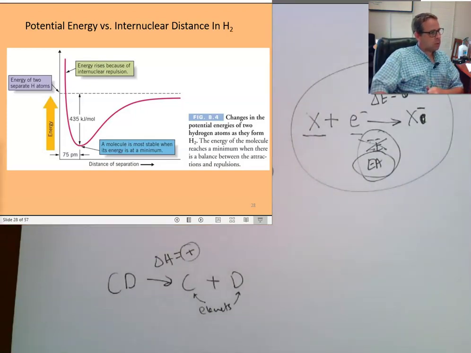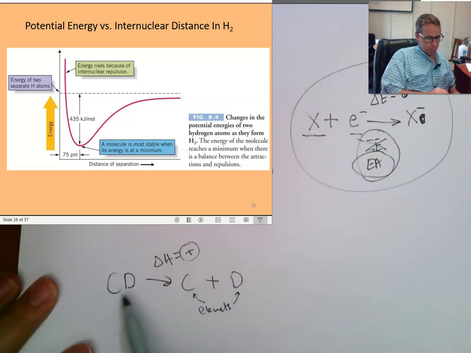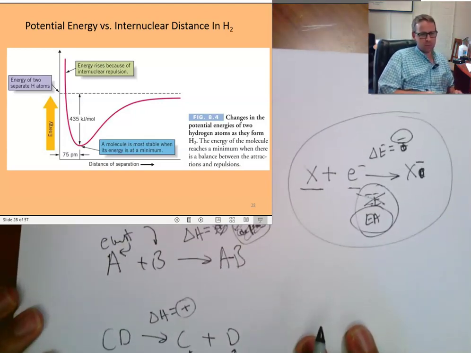Did she write it down below there? What did I break, Samantha? Broke bonds. That's right. I broke a bond between C and D, so it has to be positive.